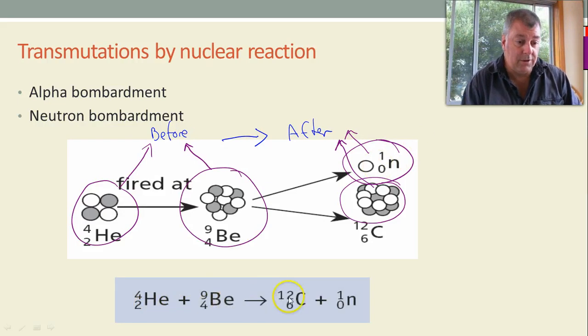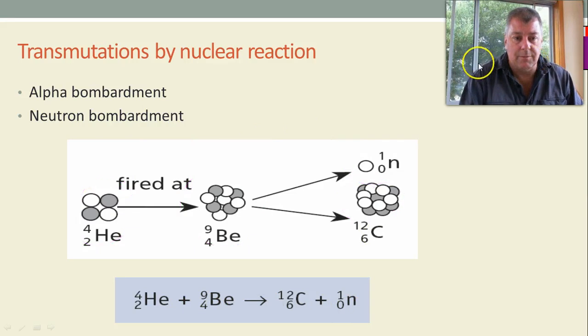And again, with our nuclear equation, everything should balance. The top should balance on the left and the right, and the bottom should balance on the left and the right. Let's get rid of that drawing. So that wasn't too bad an example. And so that would be an example of alpha bombardment.